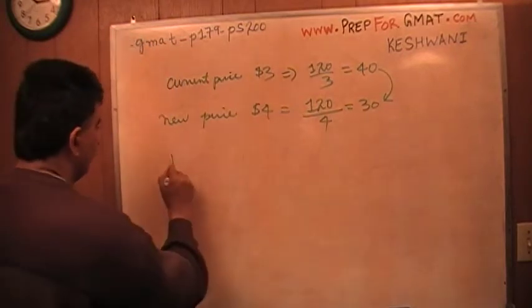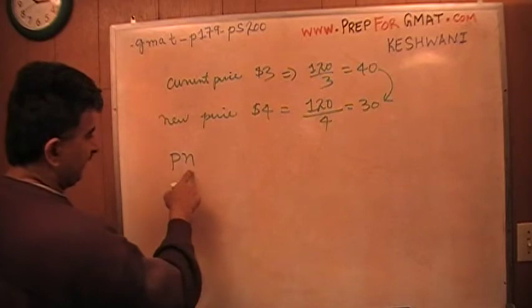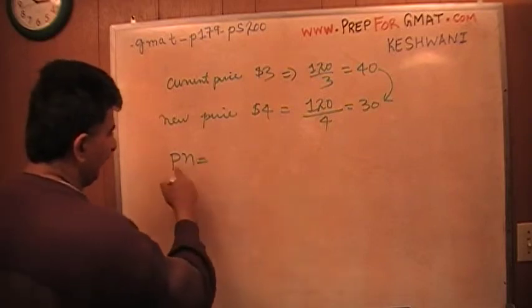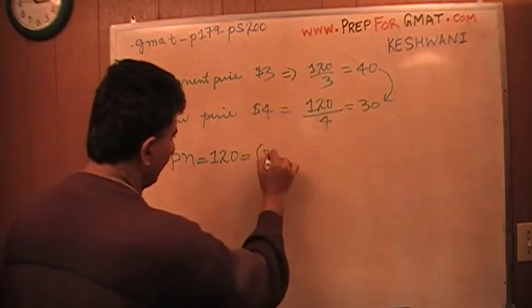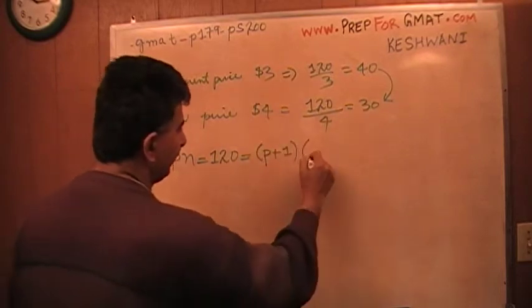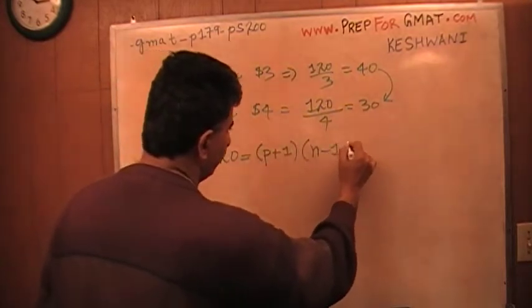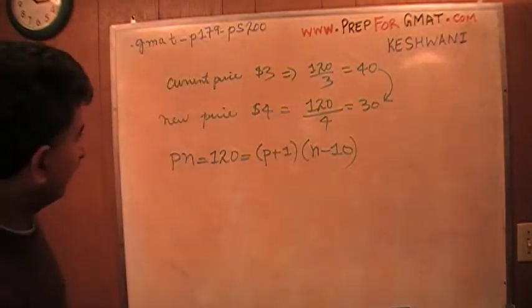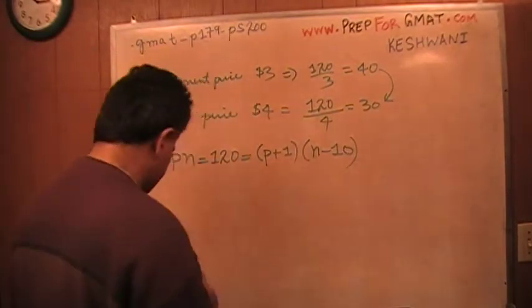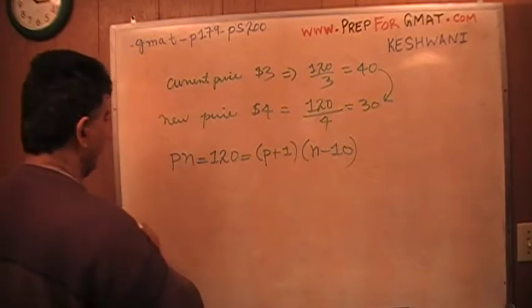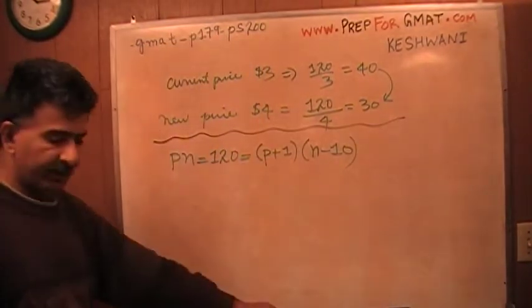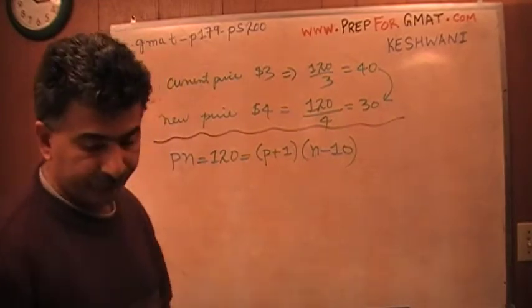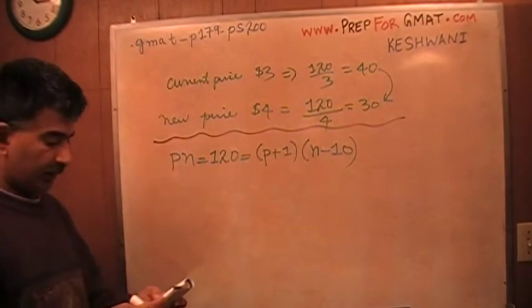Here we go. The old price was price times the number of towels that you bought, and that has to equal 120. And I'm told that when the price is increased by $1, I'm able to buy 10 fewer towels. There is your equation. That is the biggest hurdle for most people, coming up with the right equation. Once you have the right equation, you just have to solve for it.